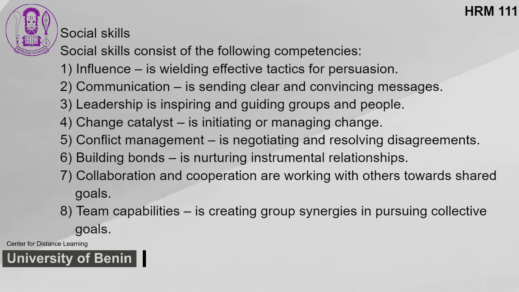Social skills. Social skills consist of the following competencies. 1. Influence is wielding effective tactics for persuasion. 2. Communication is sending clear and convincing messages. 3. Leadership is inspiring and guiding groups and people. 4. Change catalyst is initiating or managing change. 5. Conflict management is negotiating and resolving disagreements. 6. Building bonds is nurturing instrumental relationships. 7. Collaboration and cooperation are working with others towards shared goals. 8. Team capabilities is creating group synergies and pursuing collective goals.